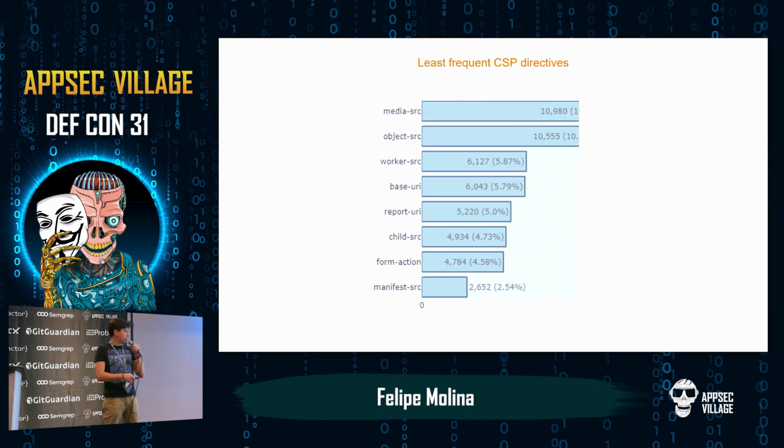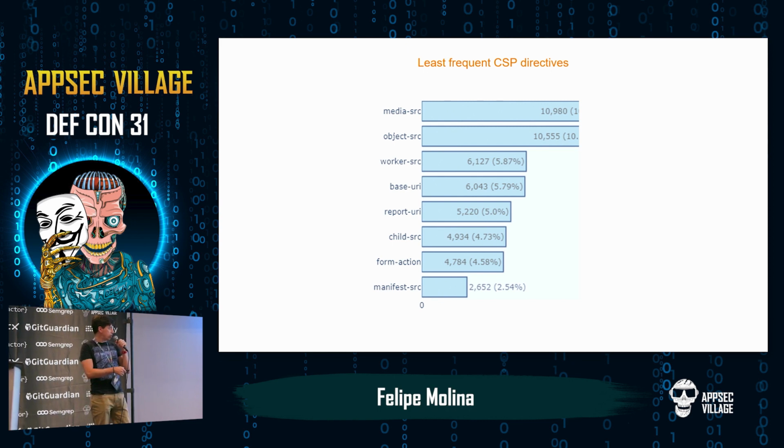Then we see that these are the less popular ones: base-uri, report-uri, form-action, manifest. I think this is because we don't know what they are doing. There is not much popularity of those. They are not being very widely used. For example, this one, base-uri, allows you to protect against cross-site scripting that injects, for example, a base tag on your site.